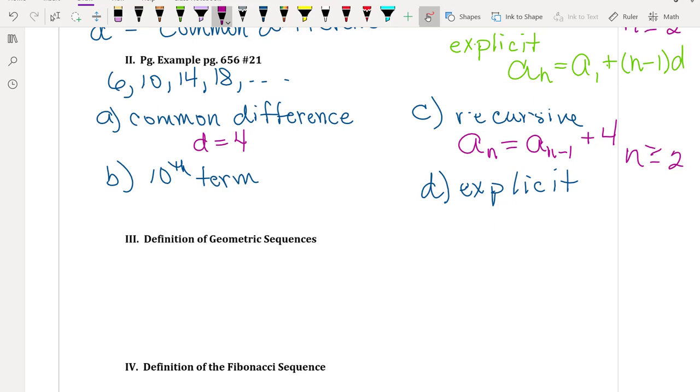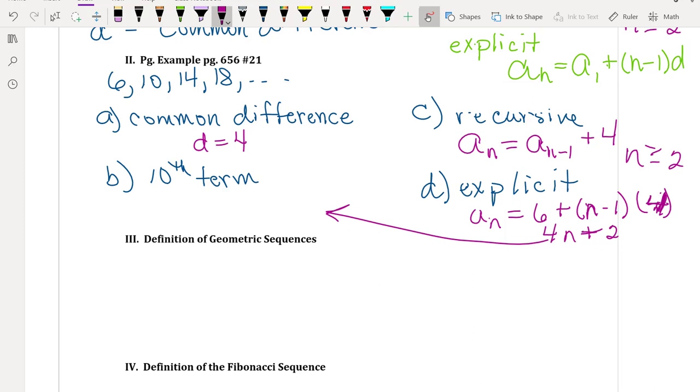Okay, and then the explicit rule is going to be the first term, which is 6, plus n minus 1 times 4. And if I distribute the 4 and simplify, I get 4n plus 2. So now I'm going to use this formula over here. I'm going to take 4 times 10 plus 2, so I get 42.